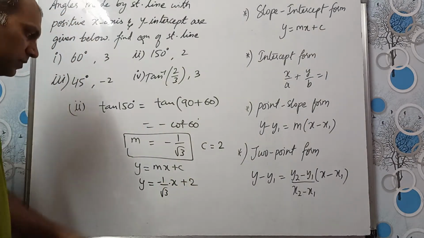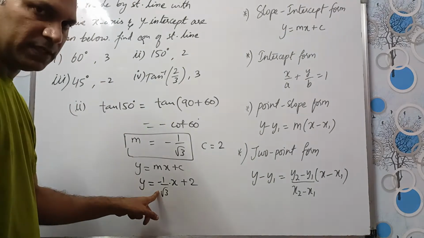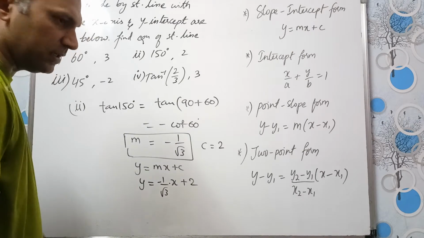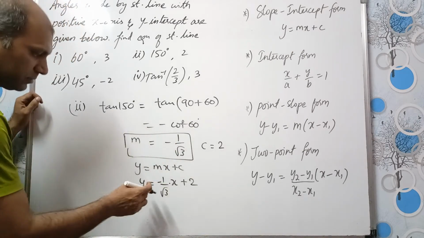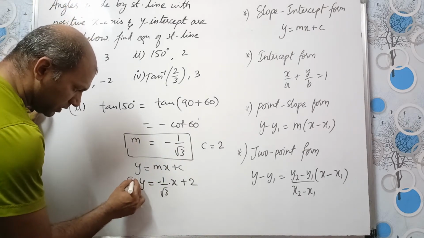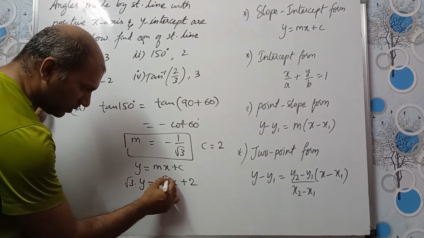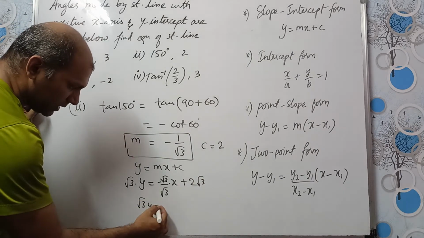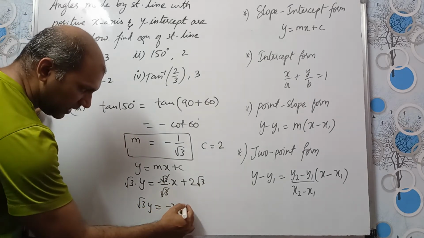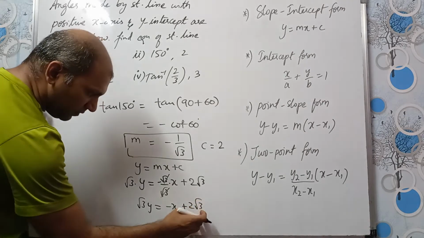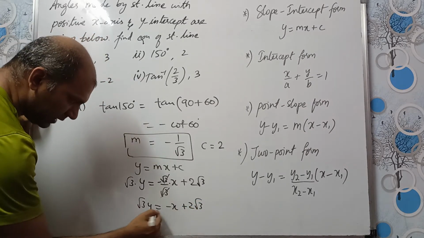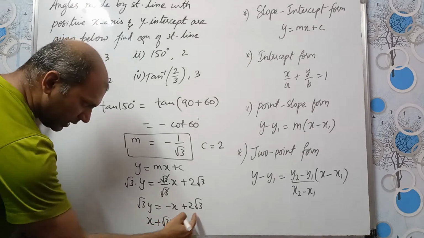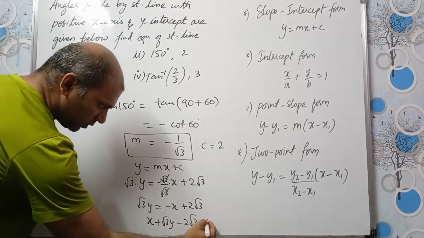Now, see here we have root 3 in the denominator. One easy method to eliminate this root 3 from the denominator is to multiply both sides by root 3. So this becomes root 3 multiplied by y, and root 3 times minus 1 by root 3 x, where the root 3 gets cancelled. So root 3 y is equal to minus x plus 2 root 3. If we send these two terms to the other side, minus x becomes plus x, and this will be x plus root 3 y minus 2 root 3 is equal to 0.